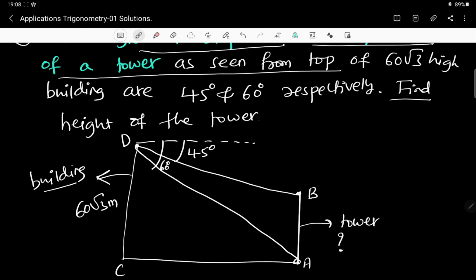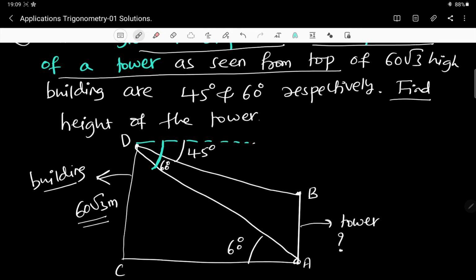That means they are asking for this AB. How to do this? The 60 root 3 input is given. This angle is 60 degrees. If this is 60 degrees, don't you think this is also 60 degrees? Look at this dotted line and this line. Both of them are parallel to each other, no? Once they are parallel, definitely we are going to get this angle as 60 degrees. Are you understanding what I am trying to say?